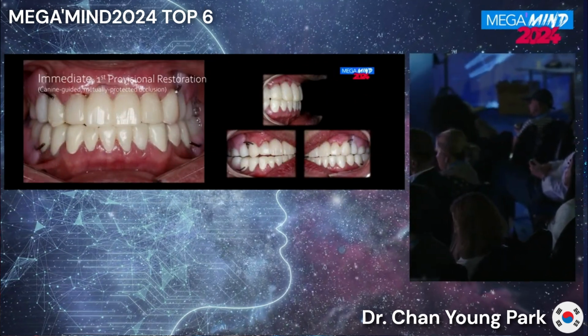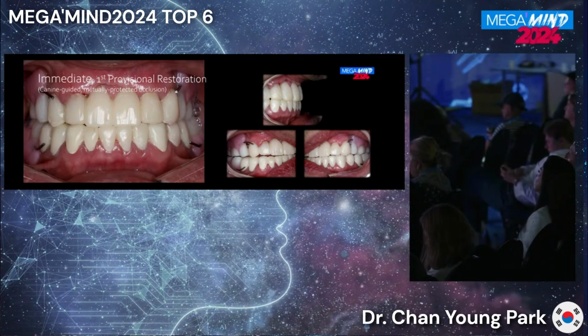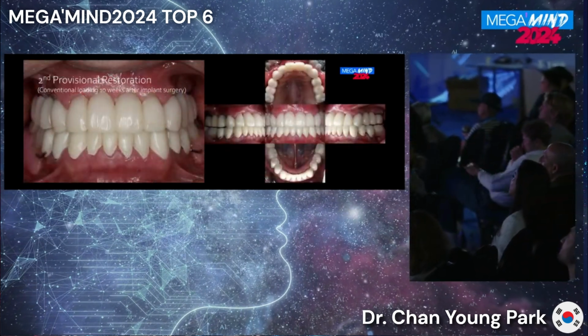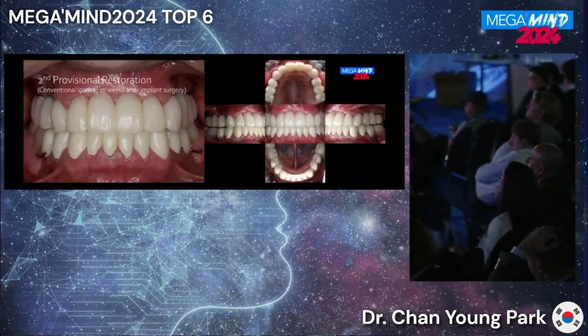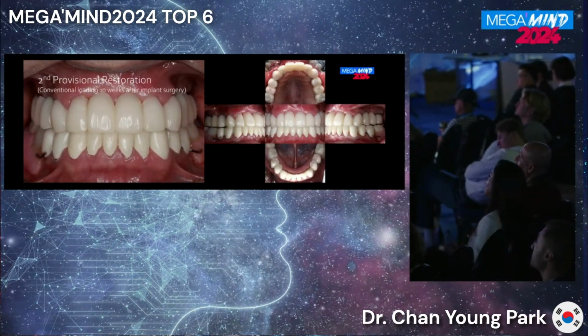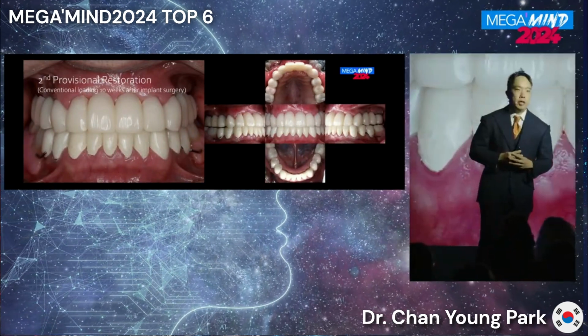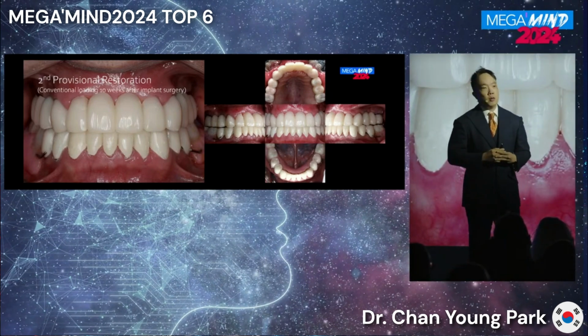And with the virtual facebow mounting, not much adjustment was needed. So after waiting for 10 weeks, we switched to the second provisional restorations and checked all the tissues to make sure that we were now ready to fabricate the final prosthesis.